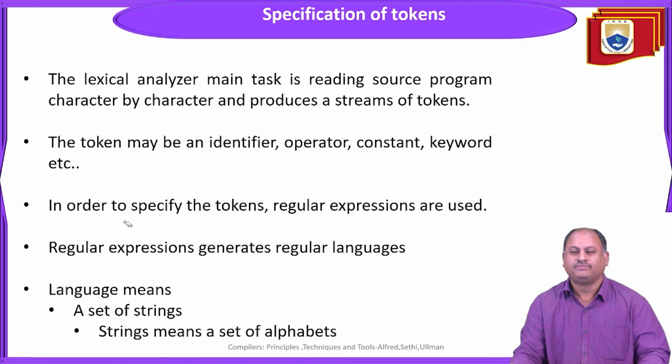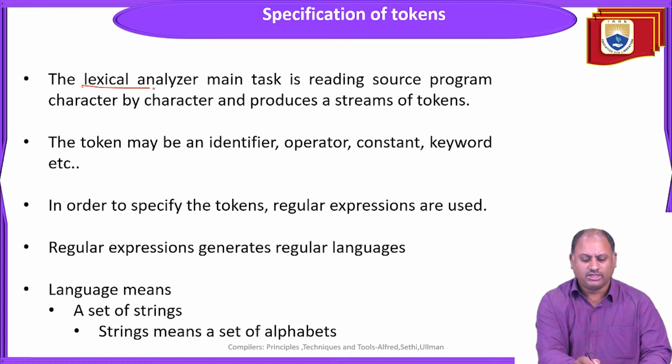First, we know that the compiler contains several phases, a total of 6 phases. The first phase is the lexical analyzer phase, the second phase is the syntax analyzer, the third phase is the semantic analyzer, the fourth phase is intermediate code generation, the fifth phase is code optimization, and the sixth phase is code generation. Out of all the phases, the first phase consists of the lexical analyzer phase.